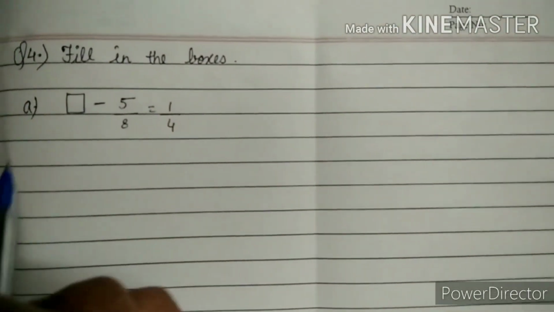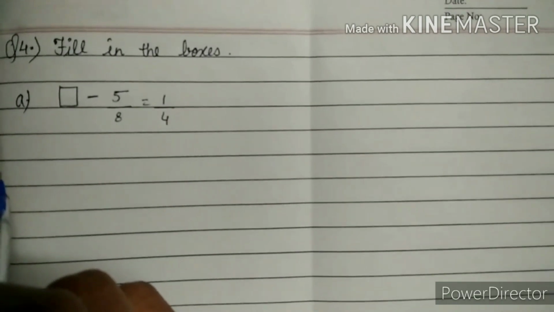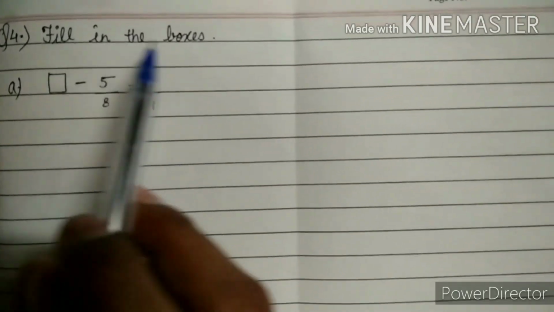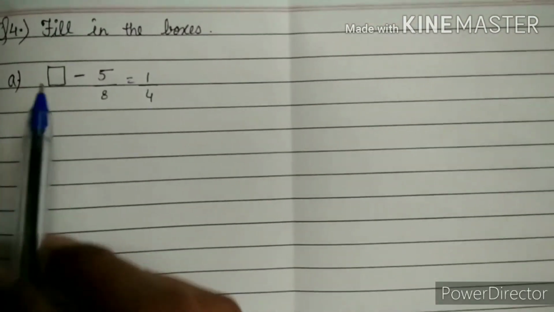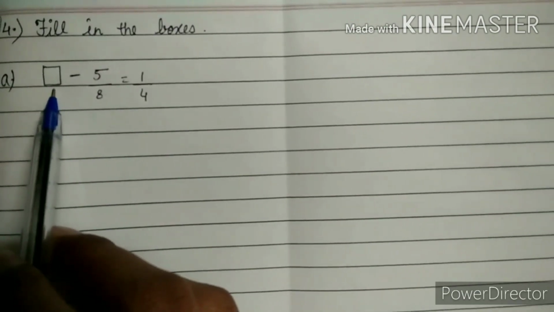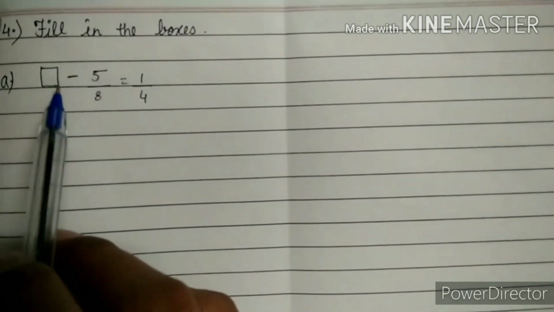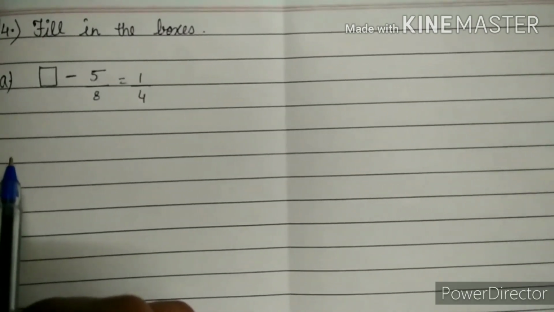In this video we will see question number 4 and question number 5 of exercise 7.6 of class 6th. Its question number 4 is filling the boxes. So we have to fill the box with the fraction that we will get after solving the equation.